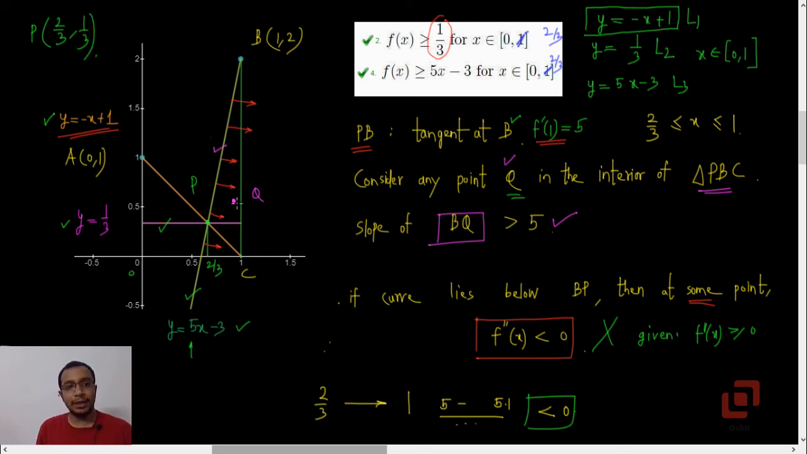That is, we assumed any point which we considered to be on our curve y equal to f of x, and we argued that the slope of the tangent at that particular point has to be greater than 5, but that can't be true because the second derivative cannot be negative as far as our curve is concerned. It can be negative to the right of B, but we don't know anything about that. We just know the behavior of this curve between points A and B, which are the given points 0, 1 and 1, 2.